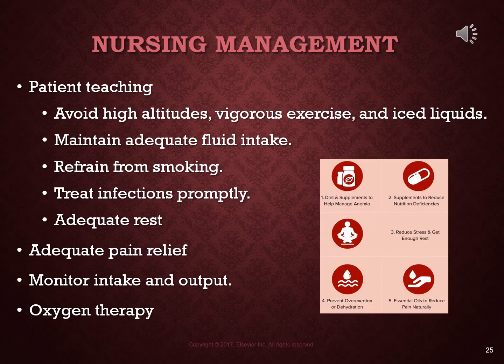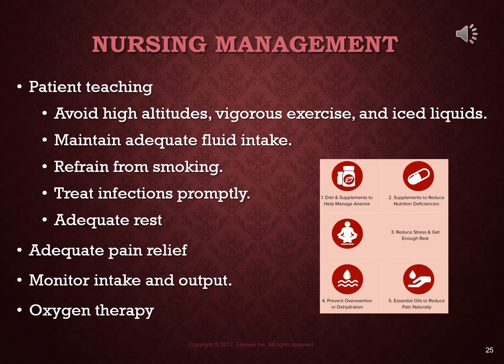On the last slide, I talked about education, and this is so important to prevent crises. Avoiding high altitudes, because it stands to reason if you are at a high altitude, there's less oxygen, and so the chance of your tissues becoming hypoxemic is greater. Avoiding vigorous exercise and iced liquids, anything that will make you cold, can cause your cells to sickle. Always maintain adequate fluid intake, because remember, the sickling process is a daily occurrence, and so you want to keep from being dehydrated, keep those cells moving all the time.